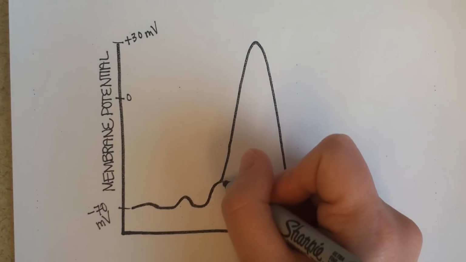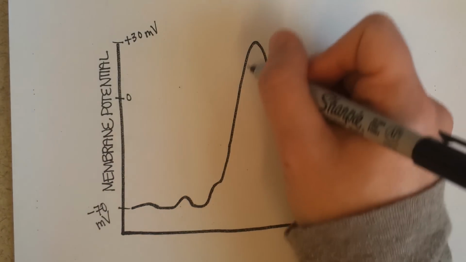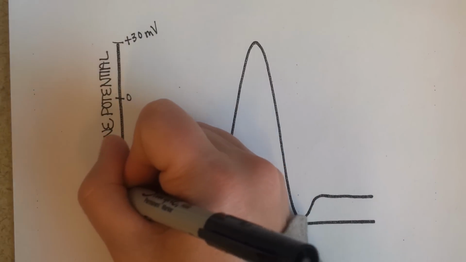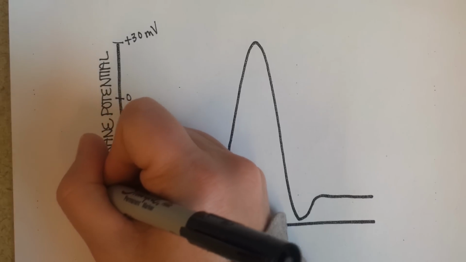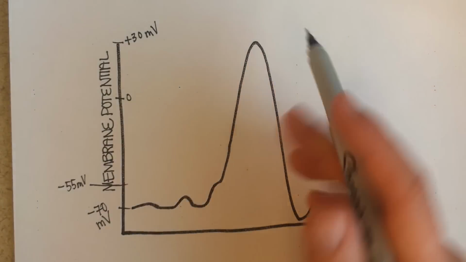Then there's this important point right about here where you see, it looks like it was thinking about it, and then whoosh, up it goes. That tells you that's where threshold is. So that number is usually about minus 55 millivolts. So all of the graded potentials have to get the cell from minus 70 to minus 55. And that means enough sodium ions coming in that the cell reaches minus 55, at which point there's sort of a trigger inside of the cell and all of the sodium channels will open.